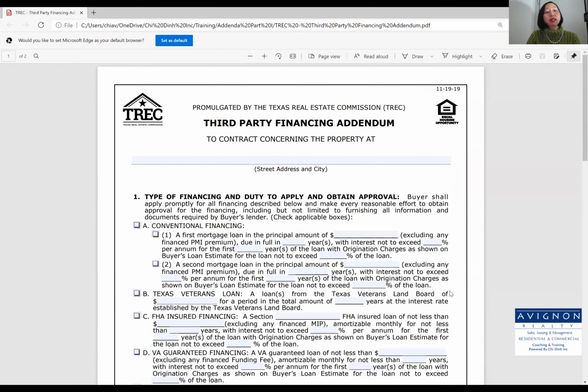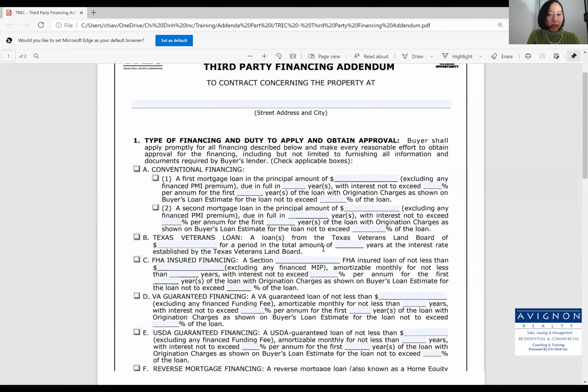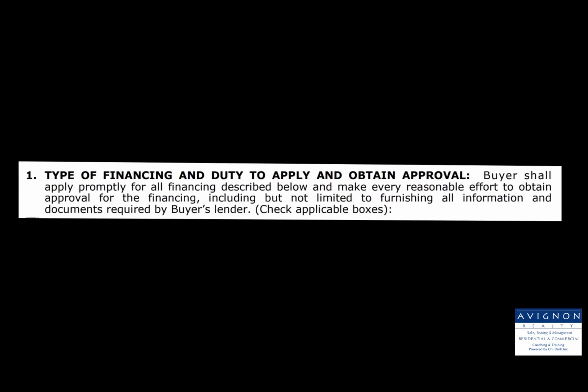So here is the promulgated by the Texas Real Estate Commission third-party financing addendum. And this is really straightforward. To contract concerning the property at, fill in the property address and city. Then now we have paragraph 1, type of financing and duty to apply and obtain approval.